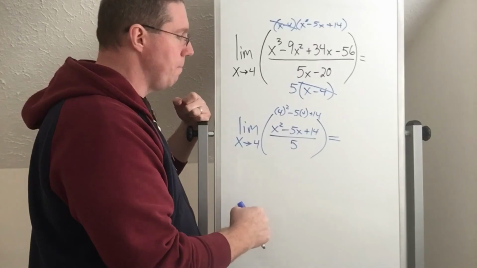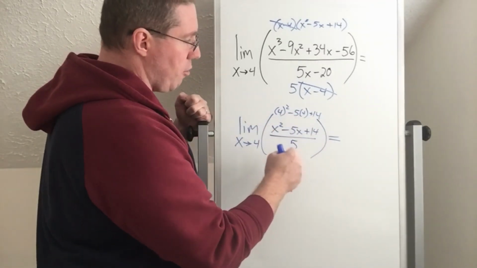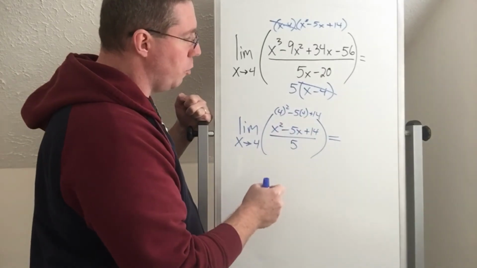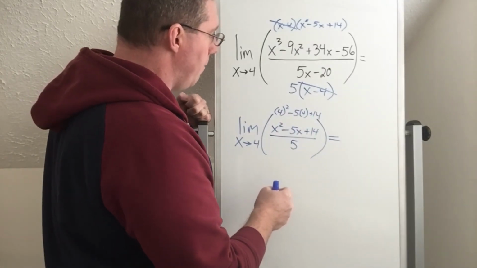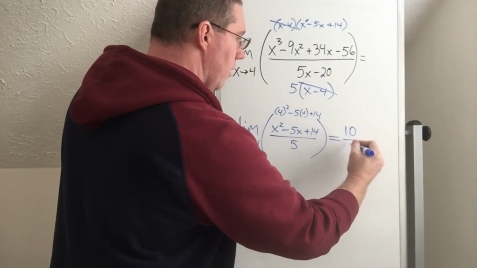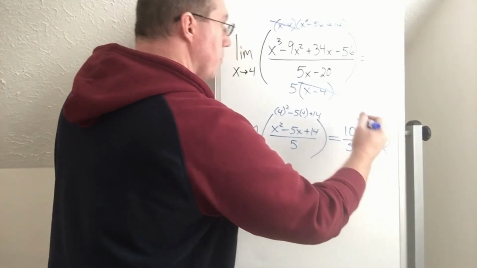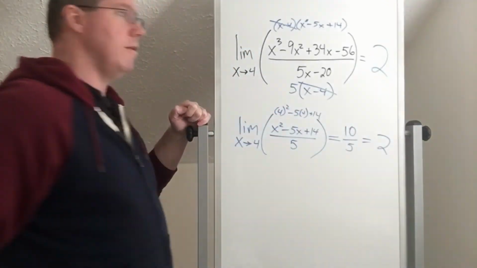It's just over 5. 4 squared, that's 16. 5 times 4, that's 20. So 16 minus 20 is negative 4. Plus 14 is 10. And so we've got 10 in the numerator, 5 in the denominator, and 10 divided by 5 is 2. And therefore, the answer to this limit is 2.